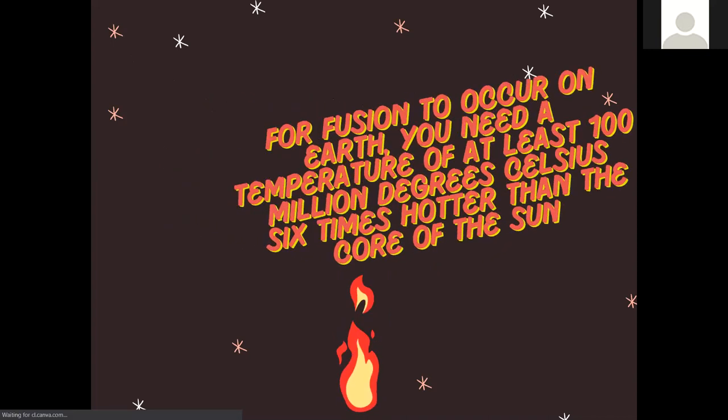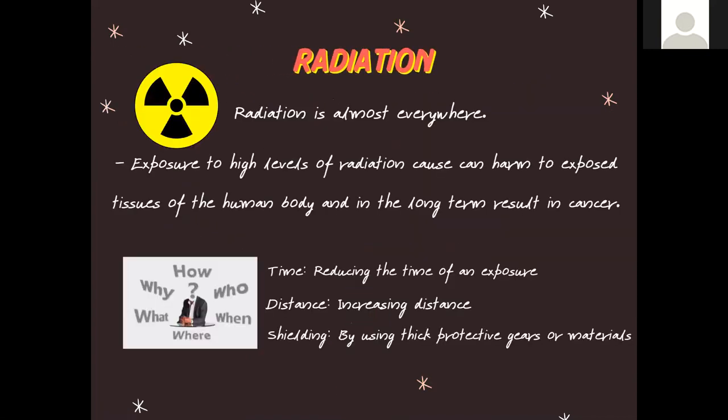And moving on, talking about radiation. Radiation is almost everywhere. Exposure to high levels of radiation can cause harm to the exposed tissue of human bodies, and in the long term can result in cancer and other health issues. The best way to remember how to stay away from radiation is time, distance, and shielding. Time: reduce the time of exposure when you're out in the sun, and use a high UV protection sun lotion. Distance: distance yourself from radioactive material. Let's say we are conducting a lab experiment. Instead of using hands to handle radioactive materials, use forceps. And shielding is simply using thick protective gear or materials.